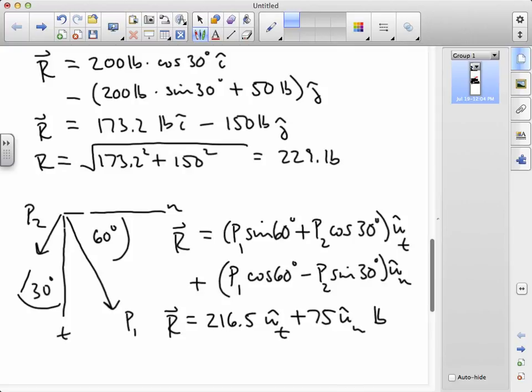One check on whether or not we've done this correctly is to find the magnitude of this resultant in our tangent normal system. The magnitude of the resultant shouldn't depend on whether we represent the force in an xy coordinate system or a tangent normal system, so we should have the same resultant. And here r would be the square root of the sum of the squares again, and you can verify that if we do that, we once again get 229.1 pounds.